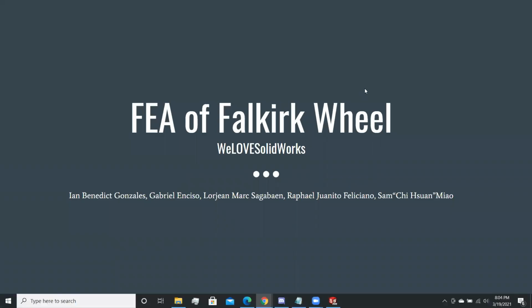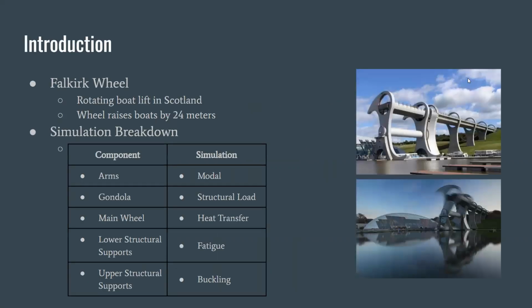Hi everyone, this is our project. We're doing an analysis on the Falkirk Wheel. Next slide, please. This is the simulation breakdown that we chose to do. Next slide, please.